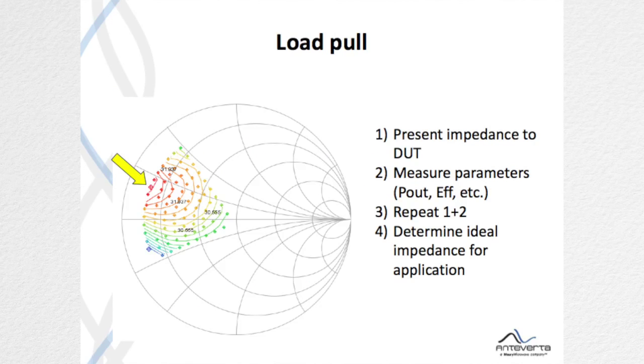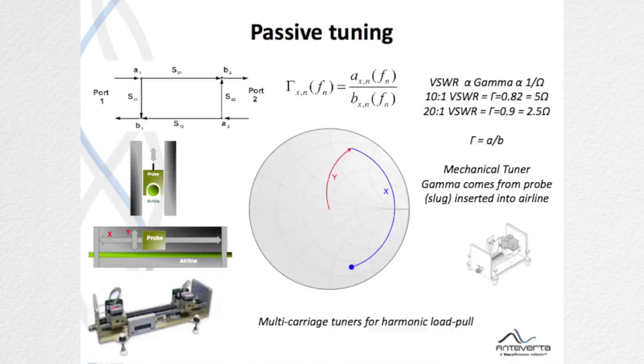As I'm sure all of you in this room are aware, load pull is essentially the technique where you can vary the impedance at the output of the device under test and measure all the performance parameters of the transistor, such as output power, efficiency, and so on. And through these measurements, you can basically determine what the best matching is for your application. Obviously, this technique has been around for a while. When we look at the different tuning techniques that we have today, there are mainly two.